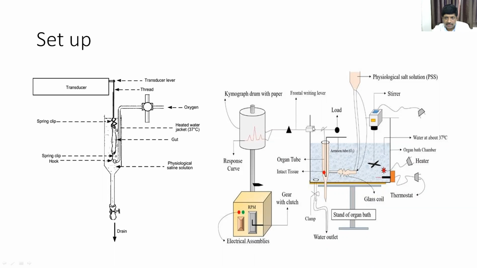So this is the zoomed portion of this. What all is here? Transducer. The transducer is a lever here which will propagate the response. Then here is the tissue. The spring clip is there, or the thread is there, which is attached to this transducer. Down also it is attached with the hook of the aeration tube. From here oxygen comes, this one. Then the heated water jacket is there, and then the tissue is there, and then physiological salt solution which comes from here. And here the draining service is closed.